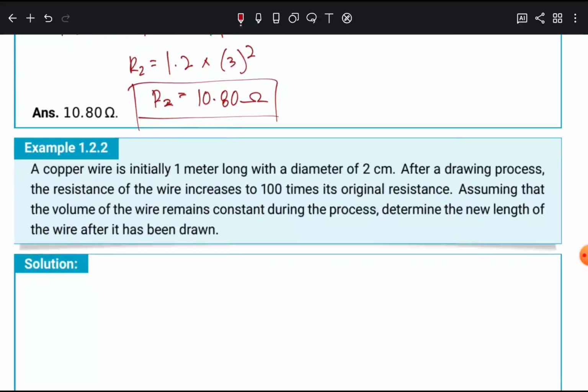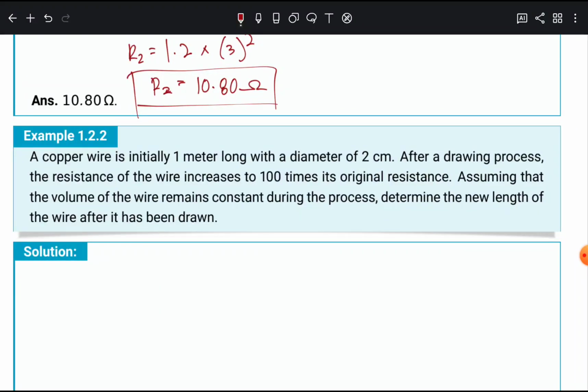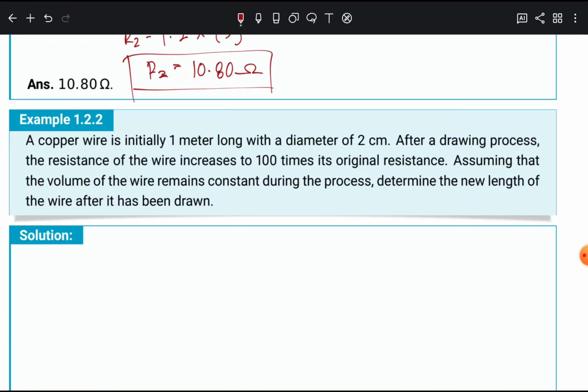Number 2: a copper wire is initially 1 meter long with a diameter of 2 centimeters. After a drawing process, the resistance of the wire increases to 100 times its original resistance, assuming that the volume of the wire remains constant during the process. Determine the new length of the wire after it has been drawn.